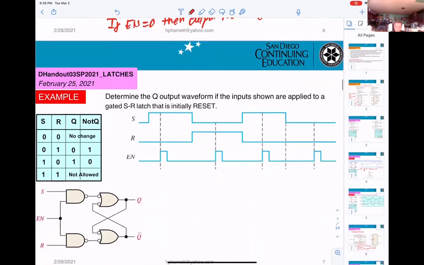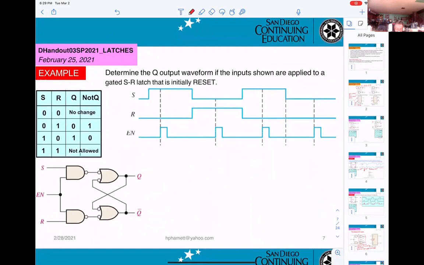Okay. Now you do this one. Make sure they give it to you. Initially, reset. That means Q equals 0. So we draw Q no matter what. Q equals 0. The thing that they said at the beginning, Q will be reset again. Reset means Q equals 0. Set means Q equals 1.